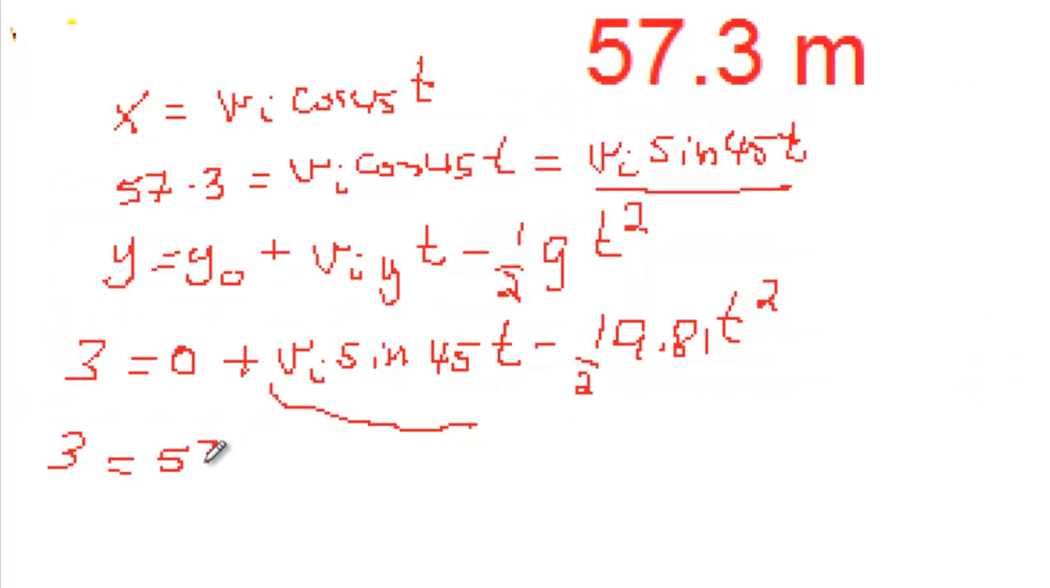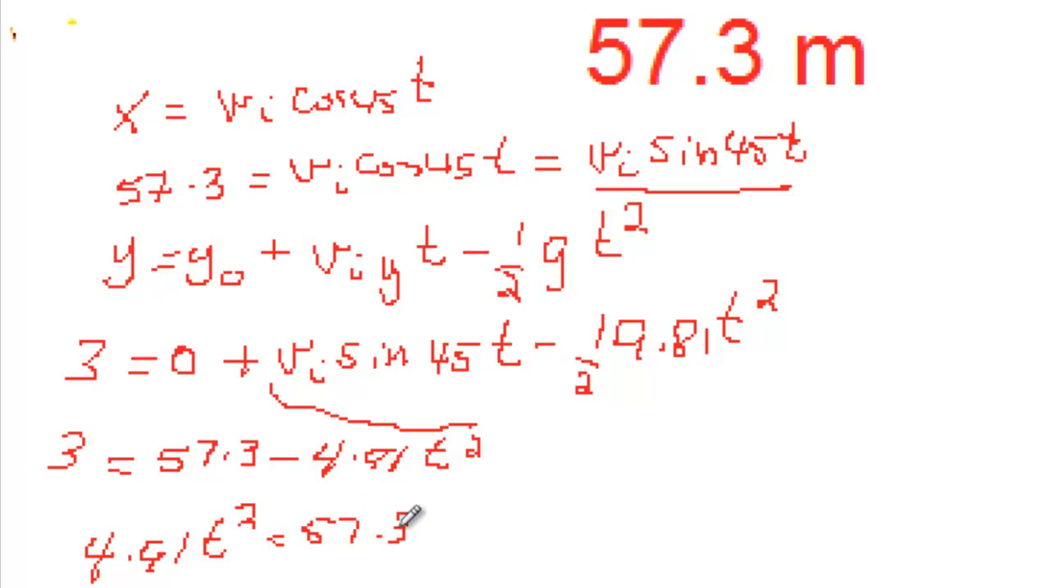So 57.3 meters minus 9.81 divided by 2, which is 4.91, times t squared. So 4.91 times t squared would equal 57.3 minus 3, and that equals 54.3. So 4.91 t squared equals 54.3 meters, and t squared equals 54.3 meters divided by 4.91.